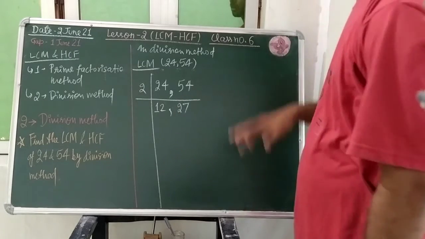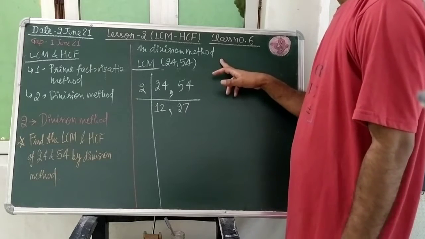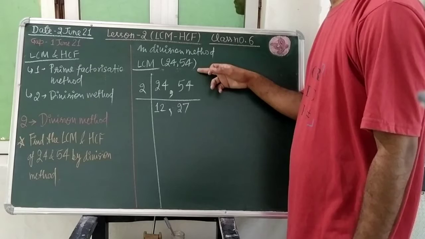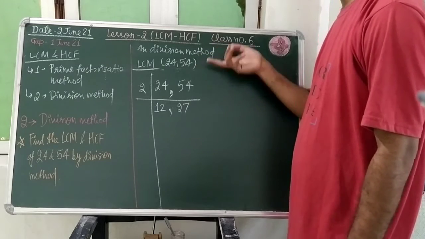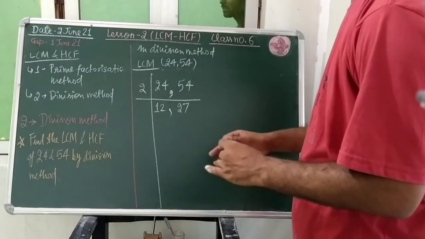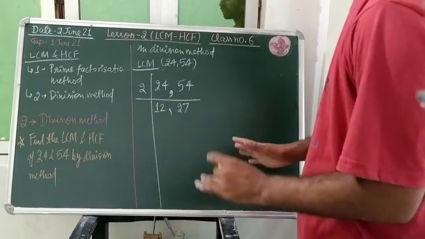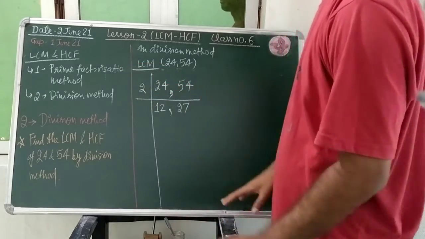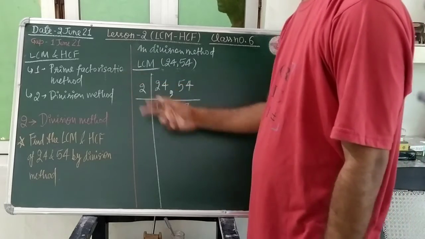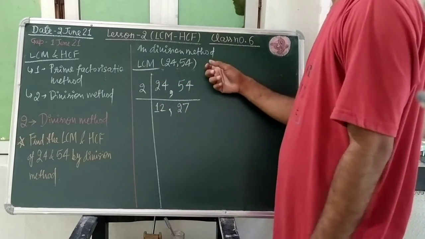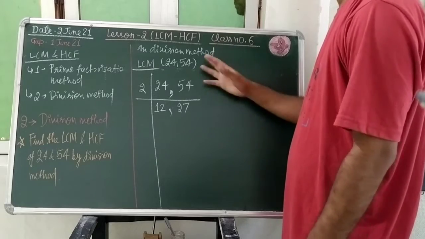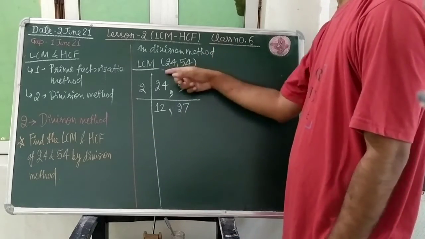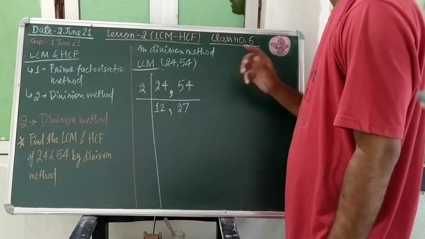So in the case of the LCM by the division method, we will apply a similar rule, not the same, similar to the rule performed in the prime factorization method, but in the case of LCM by the division method, we will select all the numbers given in the problem. Here two numbers are given, so two numbers we shall select.